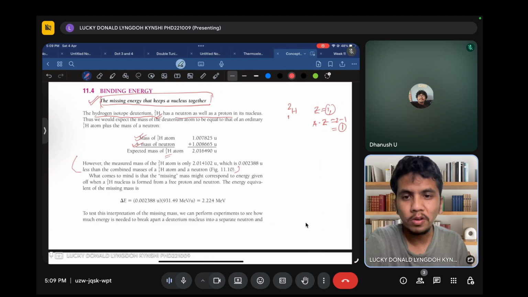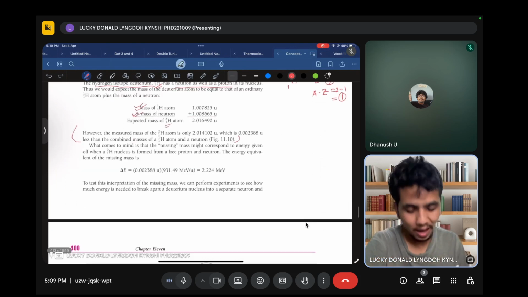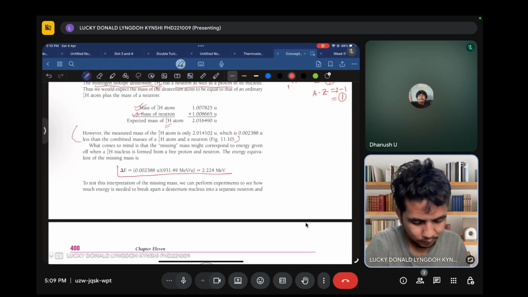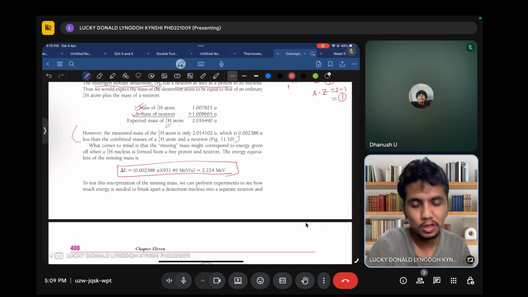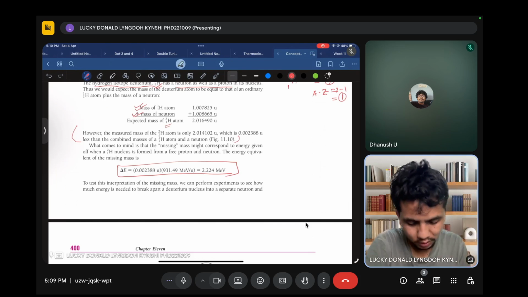That means the sum of the masses of the reactants should be equal to the masses of the products. Okay, that we would expect. But actually it is not. There is a missing mass, and if we convert that mass into energy using the Einstein relation, ΔE is equal to mc², you get what is called the binding energy.